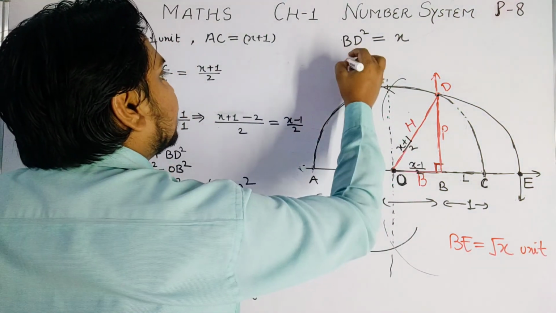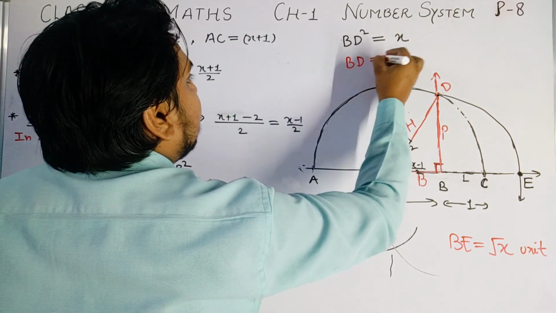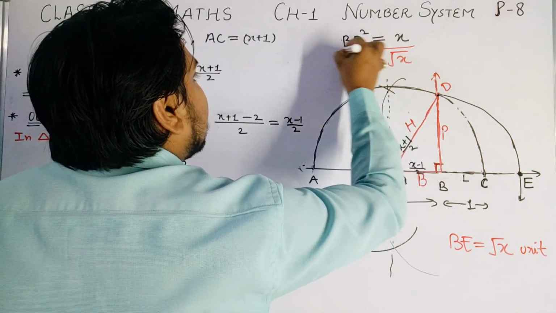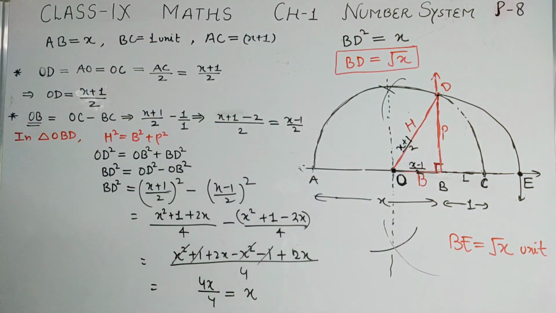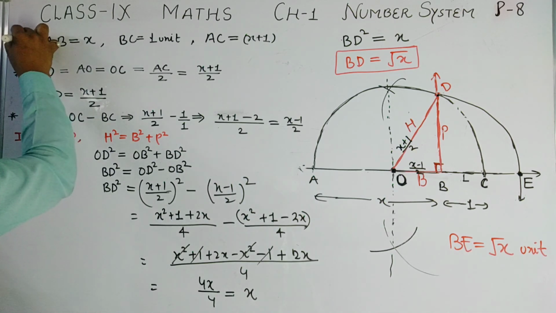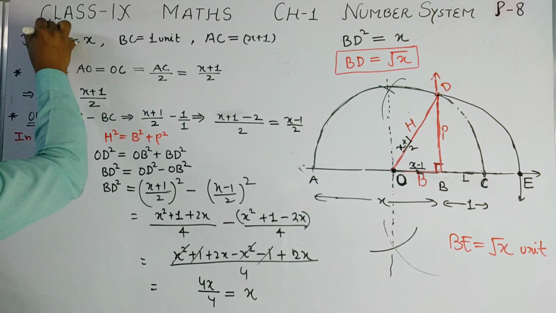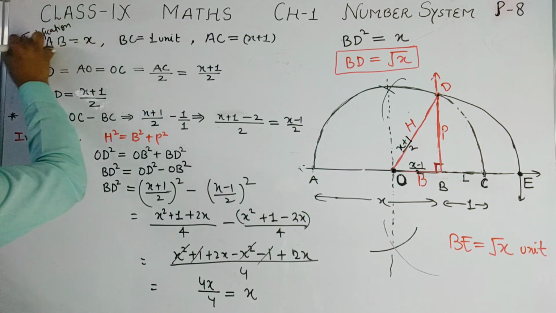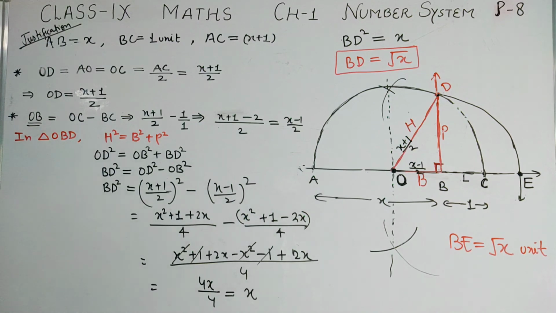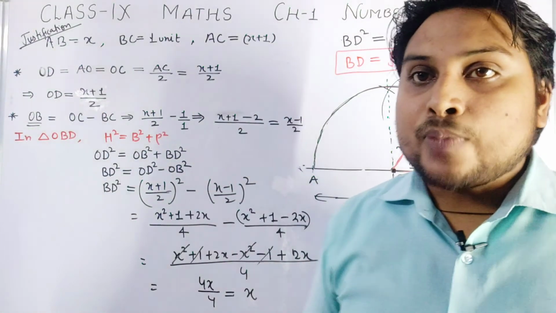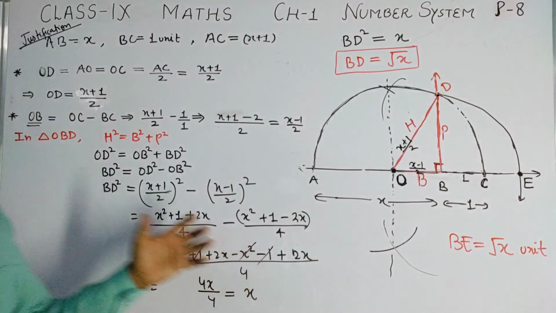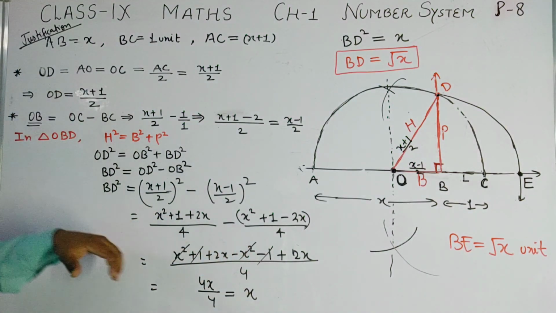It means that if we take the square root, we get BD as under root x. The length of BD is equal to under root x. So this is the justification of that. The question was to represent under root x on the number line. Mathematically, I have also proved how we can show under root x on the number line.